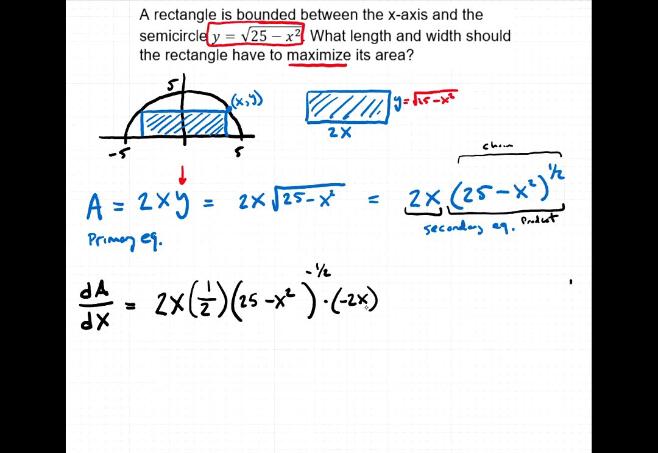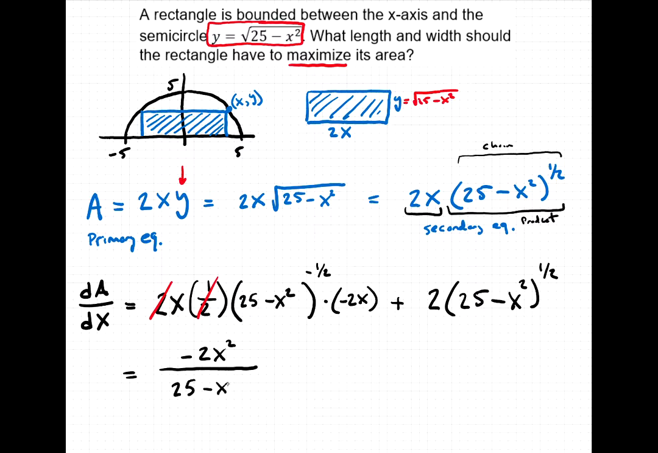So that's the first times the derivative of the second, plus the derivative of the first, derivative of 2x is 2, times the second, which is the 25 minus x squared to the 1/2 power. So we have to set this equal to 0 and solve. So let's clean this up a little bit first. It looks like this 2 and this 1/2 will cancel. So that first term, well, we have an x and a minus 2x, so that's minus 2x squared, and we could bring that negative exponent to the bottom. 25 minus x squared to the 1/2.